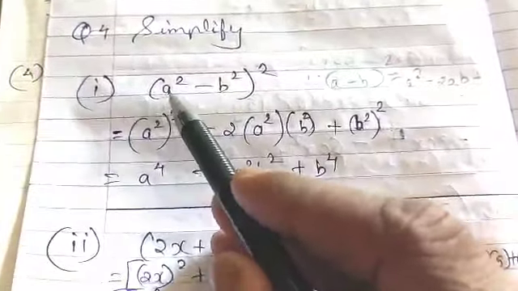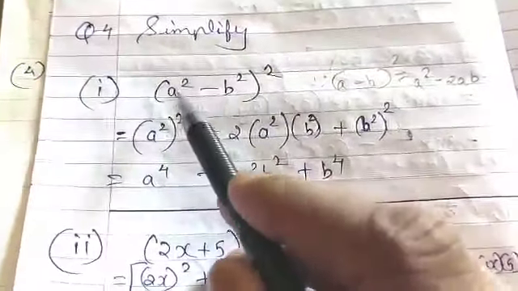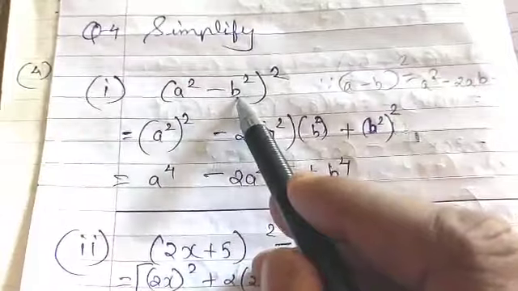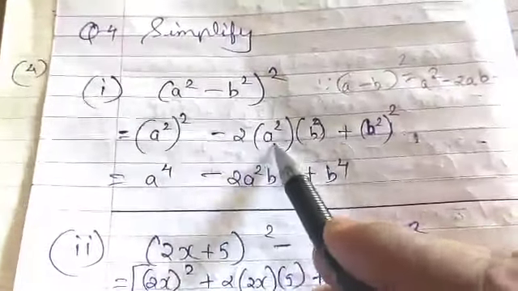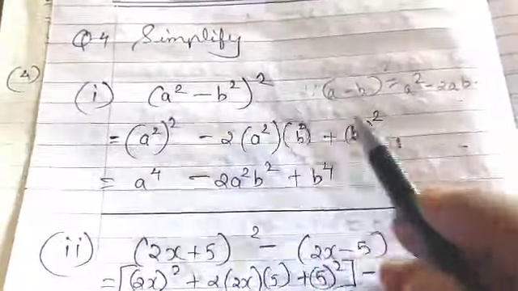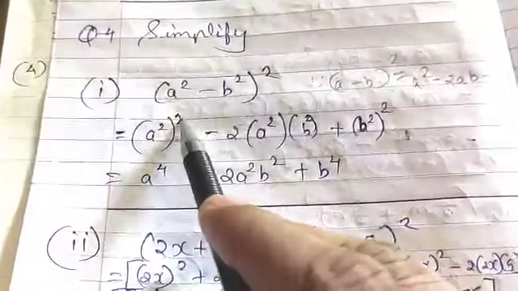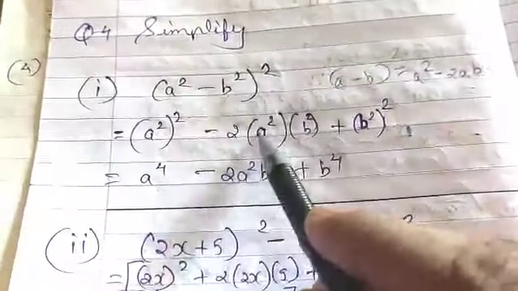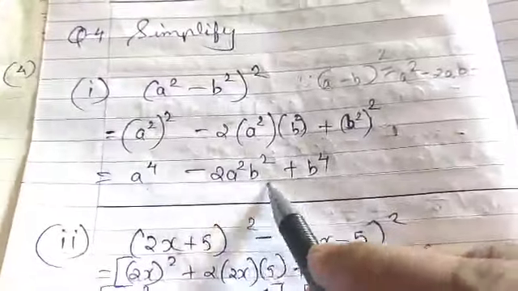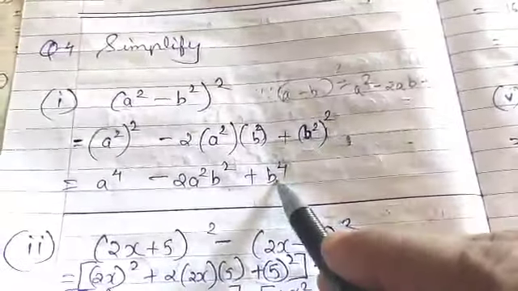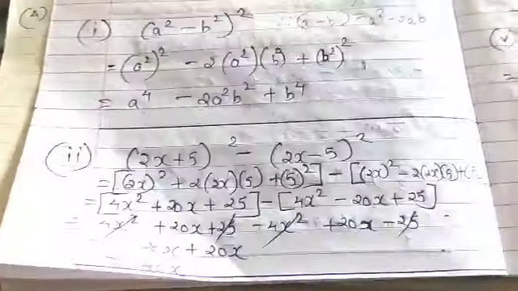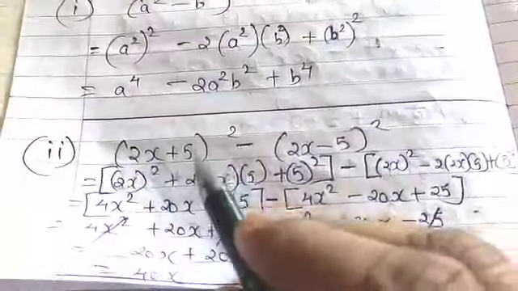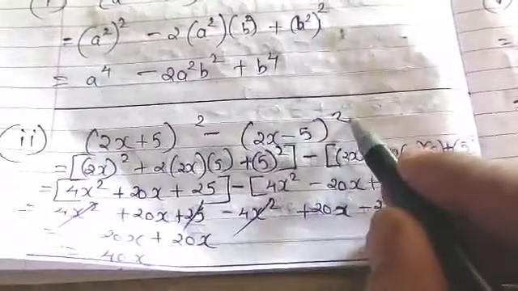Now let us start. (a²)² minus 2 into a² into b², that is 2 into a²b², plus (b²)². So (a²)² gives a⁴, minus 2a²b², plus (b²)² is b⁴. Now the second question is (2x + 5) the whole square minus (2x − 5) the whole square.